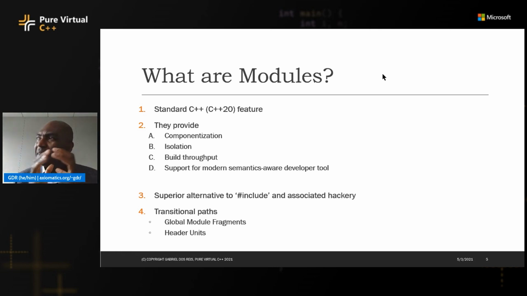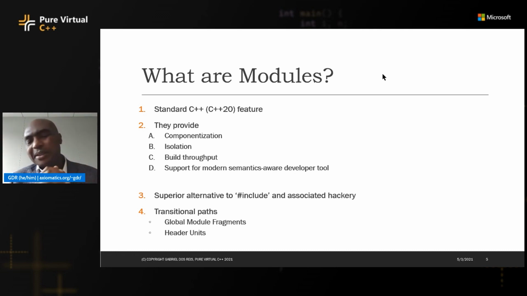And the fourth thing that they give you, which is quite interesting for C++ in the modern era, is that now you get to enjoy semantics-aware developer tools. An example of that is, imagine you want to provide bindings between your C++ libraries and some other foreign language like Python, JavaScript, or you name it. So now you get tools to do that. I'll show you later how that's possible.